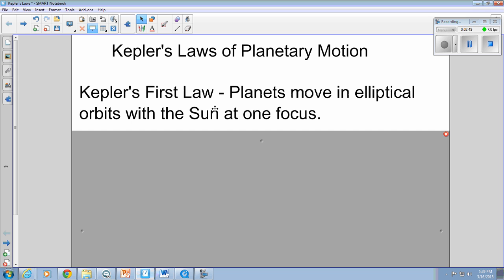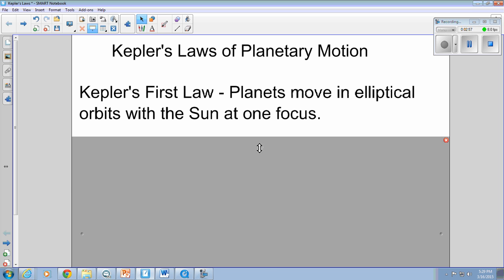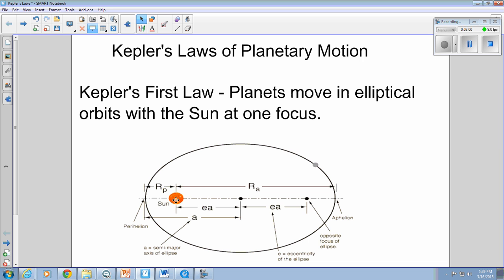So, getting back to Kepler's laws of planetary motion, his first law: planets move in an ellipse with the sun at one focus. Okay, so here's an ellipse, the sun is at one focus, and the planet here in gray is moving along this elliptical path. A couple of things you may want to know is the fact that at the other focus, the opposite focus, there's nothing there.